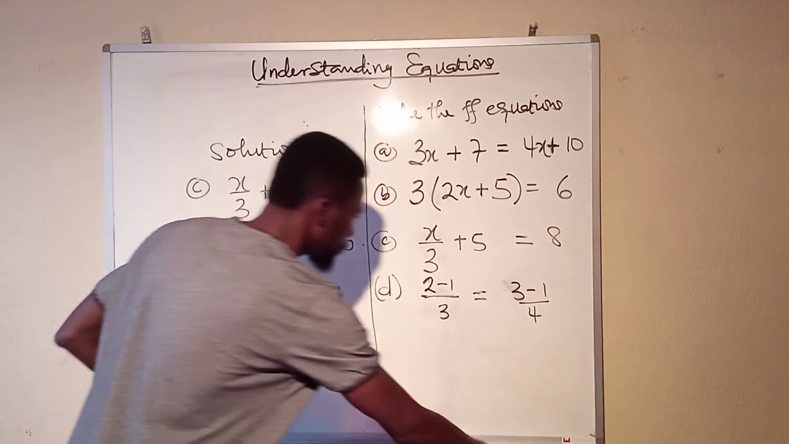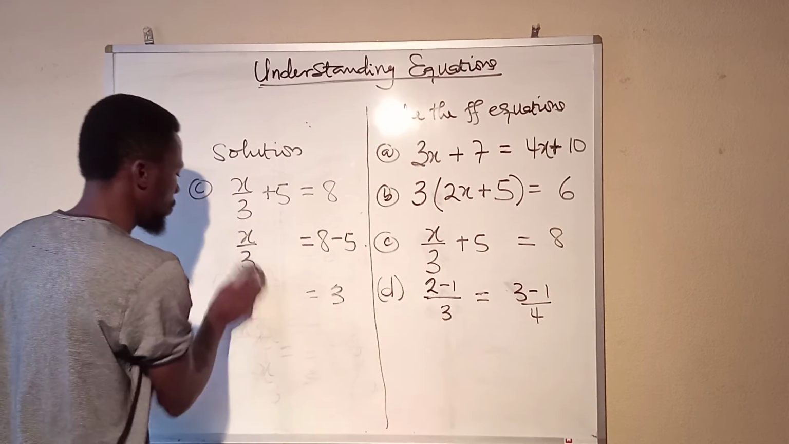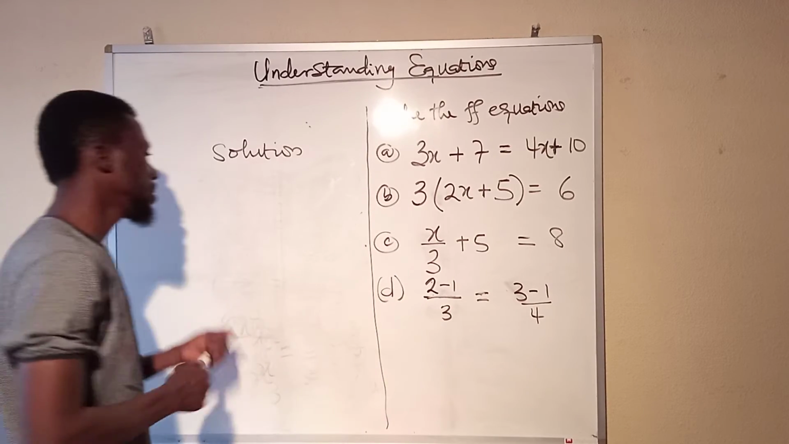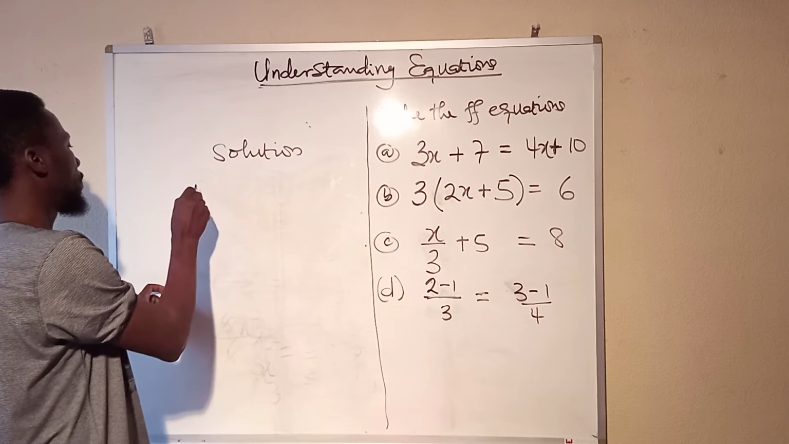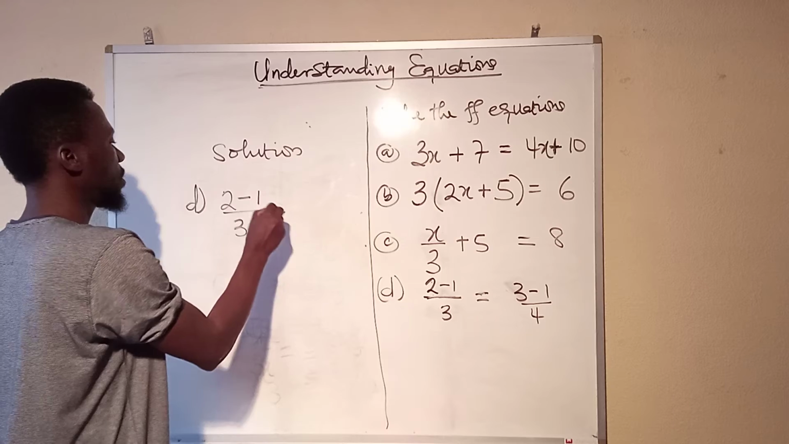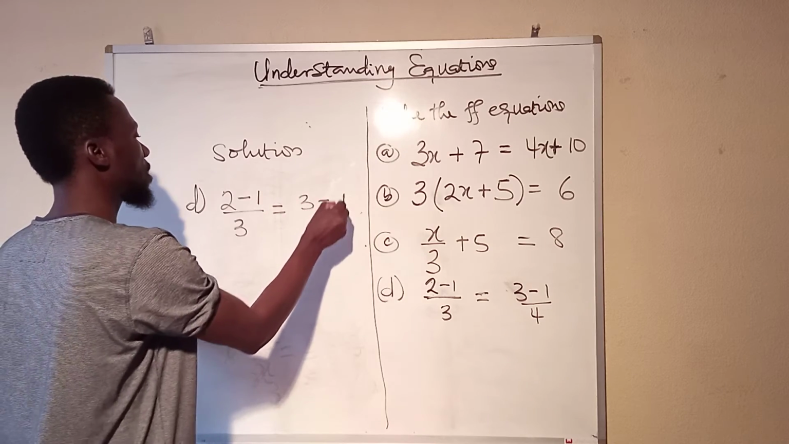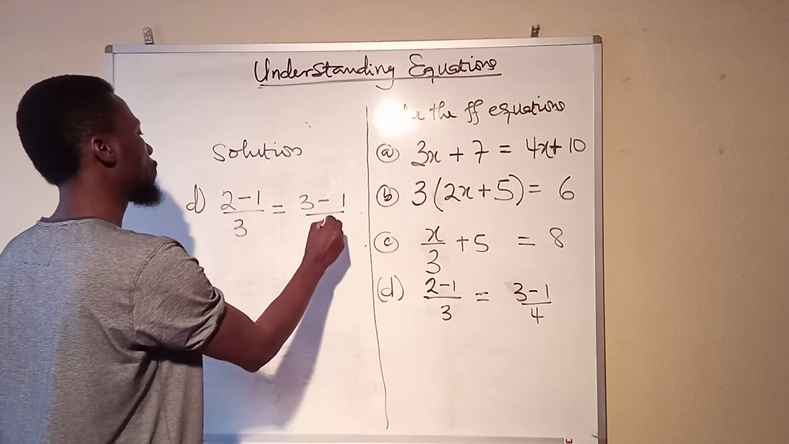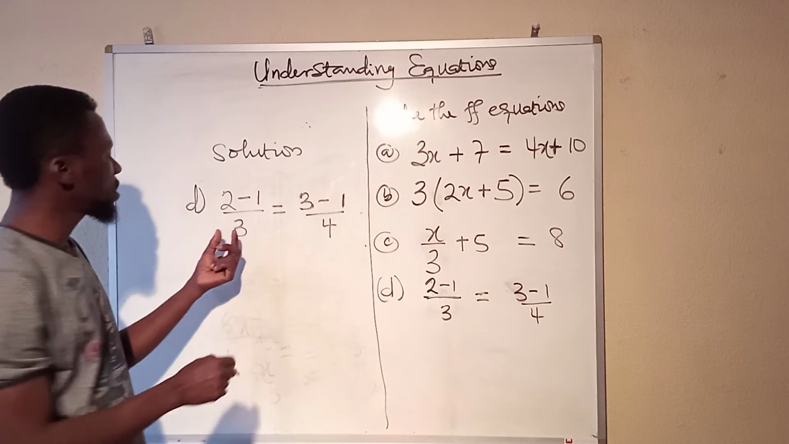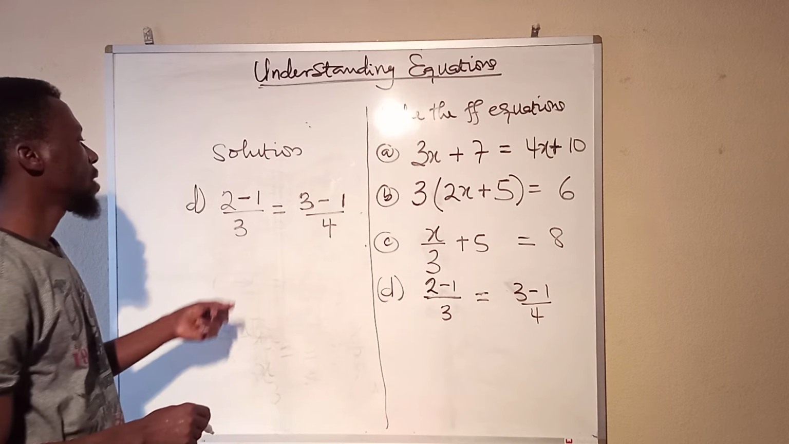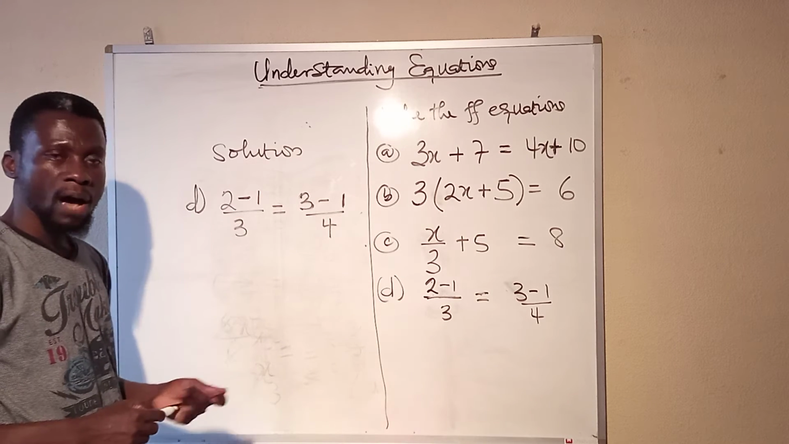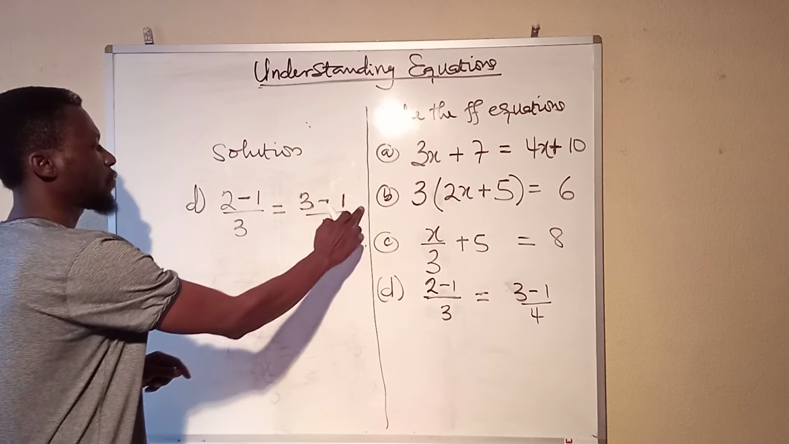So let's go to the last one quickly. The last one is D. Now D says that we have 2 minus 1 all over 3 to be equal to 3 minus 1 all over 4. Because this equation involves fractions, we are going to find the LCM of the denominators. What are the denominators? The denominators are 3 and 4. So the LCM of 3 and 4 is 12.